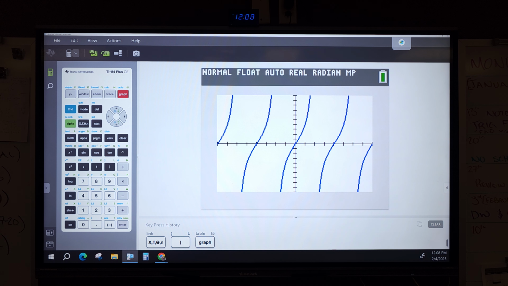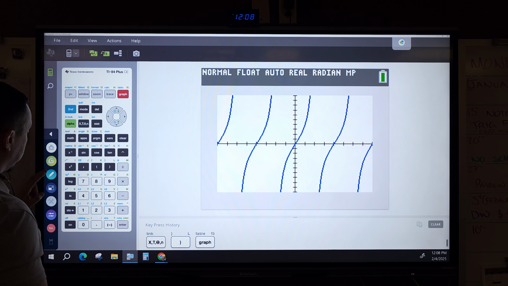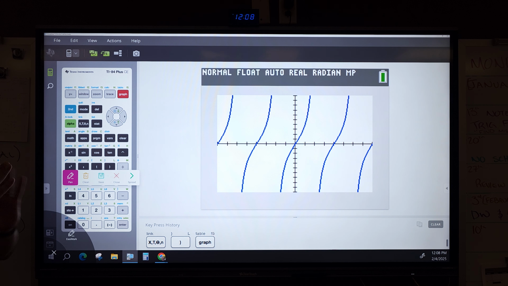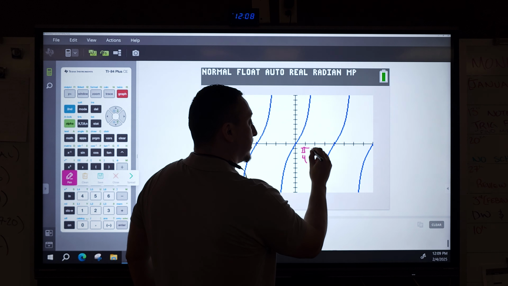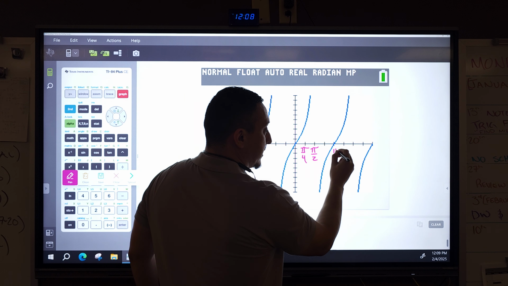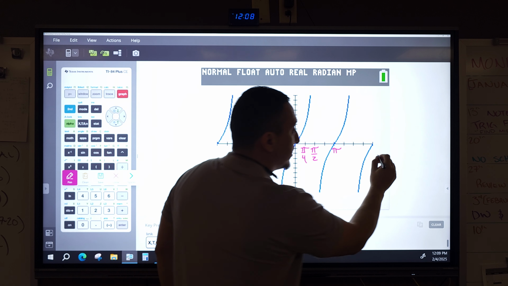Now, it may look the same to you, but it's not, okay? Unfortunately, on decimals, it'll say the numbers on there, but on here it doesn't. But just know this is pi over 4, just like you told it. That's pi over 2, that's pi, so on and so on. This is 2 pi.